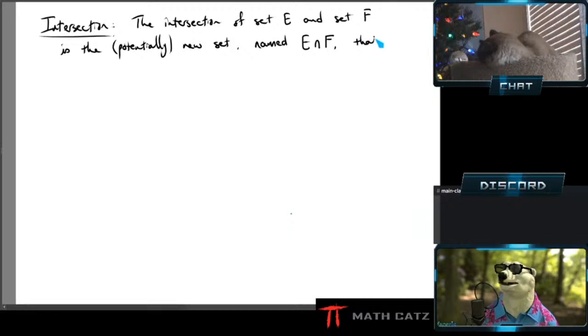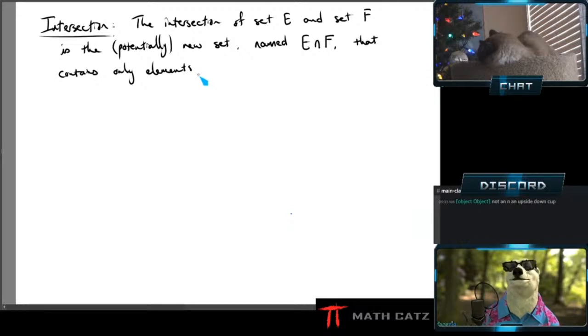And that new set contains only elements that are in both E and F, which is why you'll see we're going to associate the and word with that.